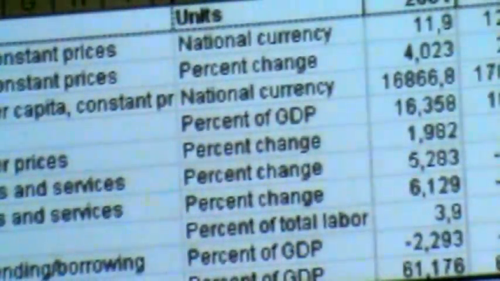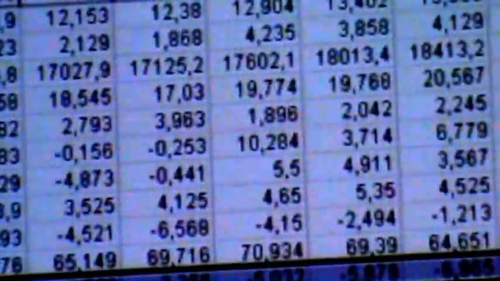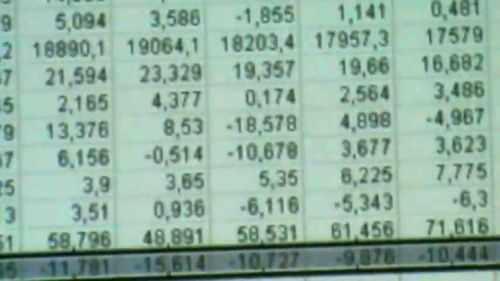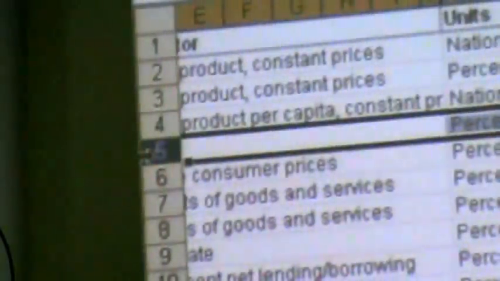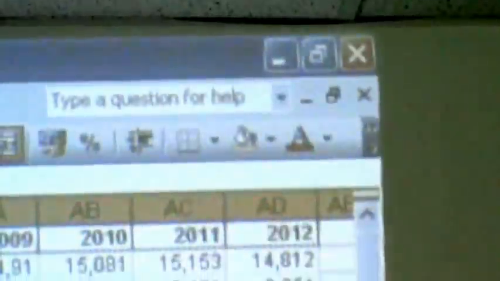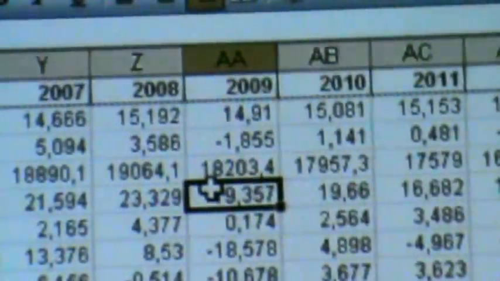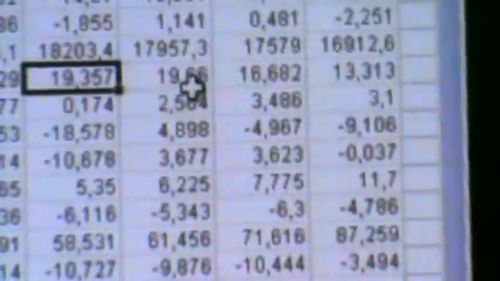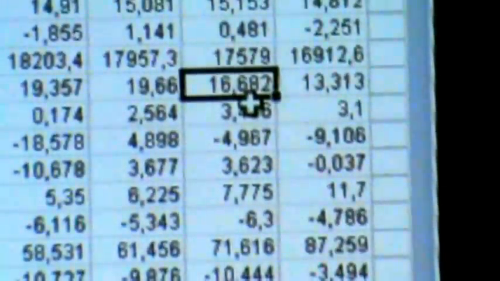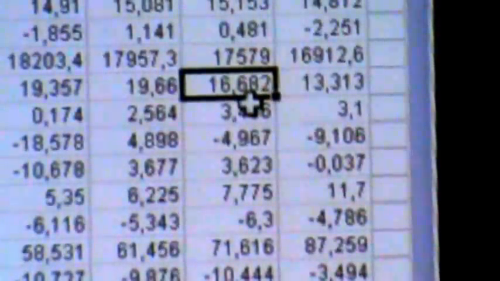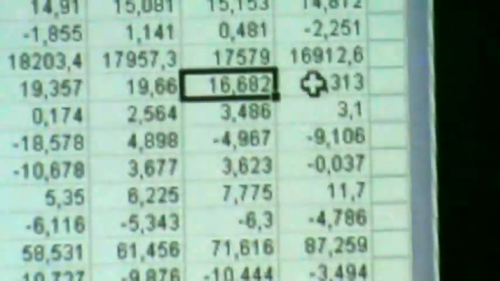For the investment, you see 19, 20, 21, 23, small fall, 19, 16, 13. So what I see is a collapse in investment. That's what I see from these numbers. You see from 23 in 2009 to 19, that's a huge 20% collapse. Then 19 is holding, then 16. So the depression keeps the pressure on the economy. And then you see 13.